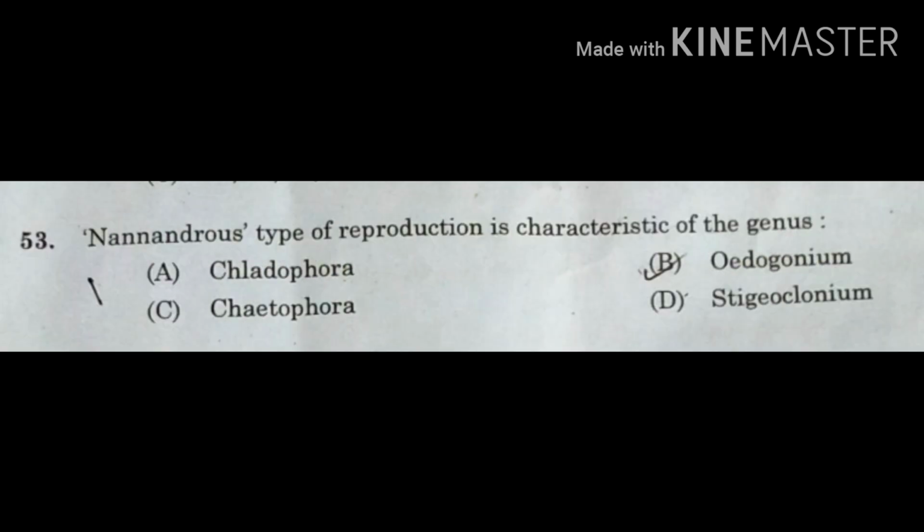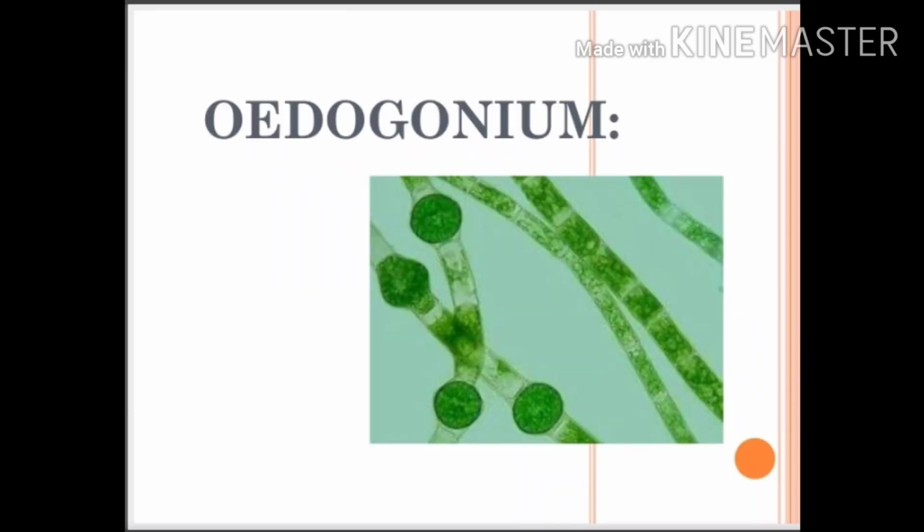Okay, let us move to the next question. Nannandrous type of reproduction is characteristic of genus A. Cladophora, B. Oedogonium, C. Chaetophora and D. Stigeoclonium. Let's understand certain features of Oedogonium in brief.